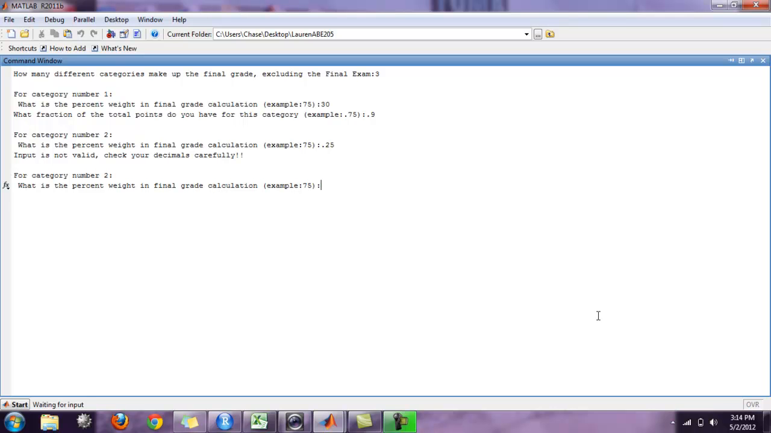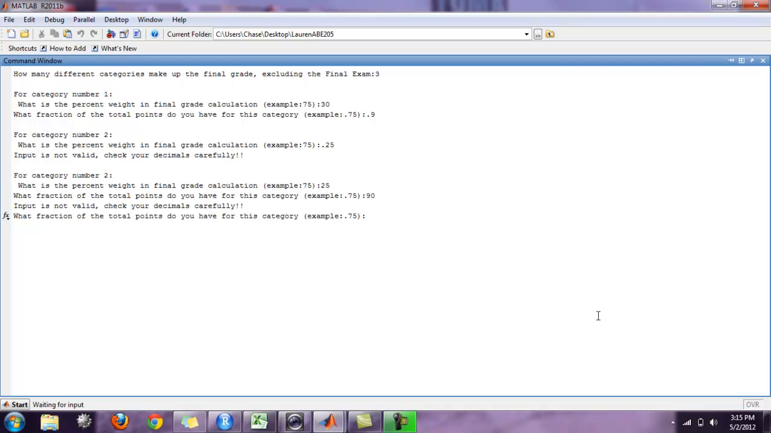What is the percent weight in a final grade calculation? So we're going to go, oh no, we put the decimal in the wrong spot. 25 is what we're actually looking for. Then we get prompted with that second question, what fraction of the total points do you have for this category? And we're going to say we're doing really well in the class, we have 90, but we forget to put the decimal in front, so we're going to put 90 like that.